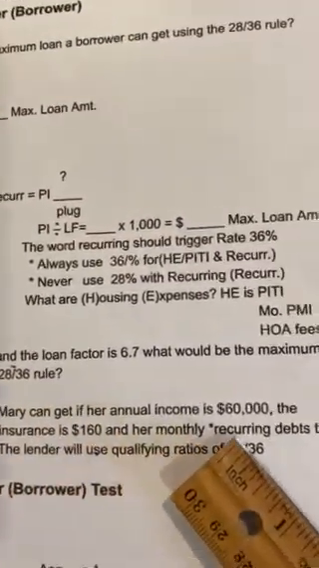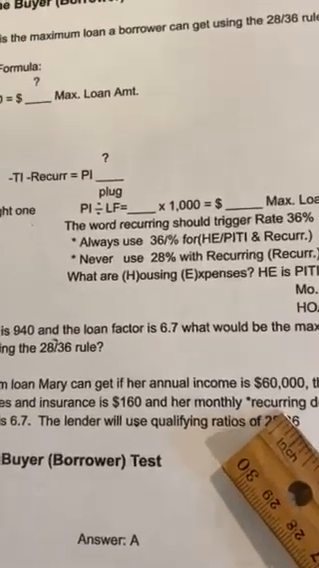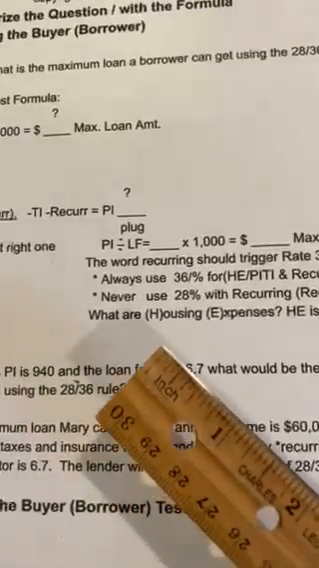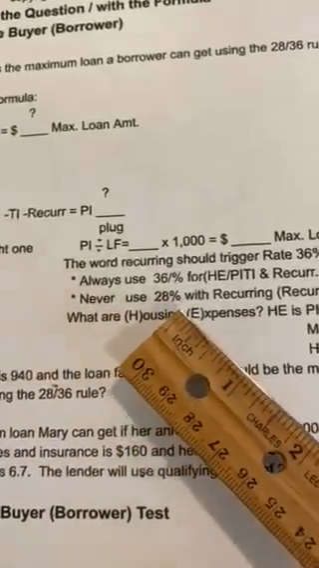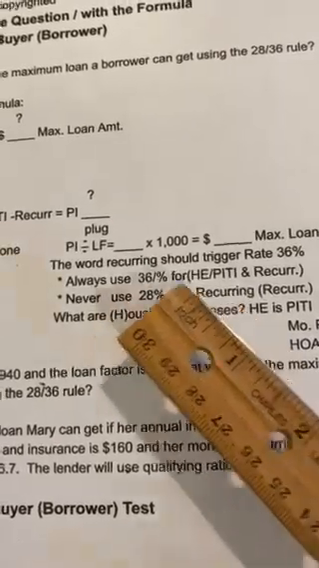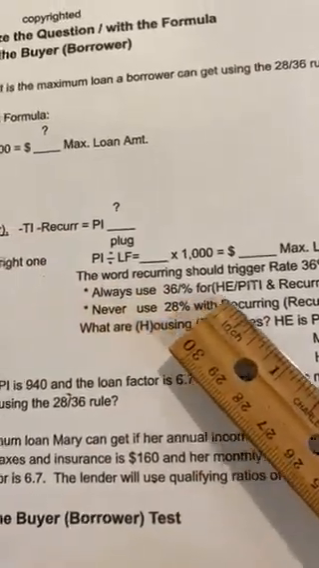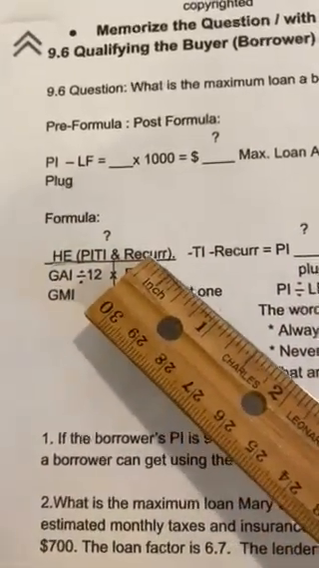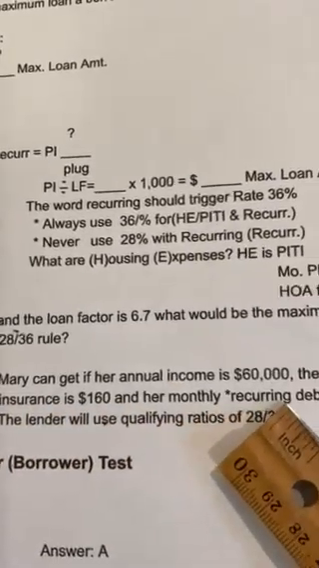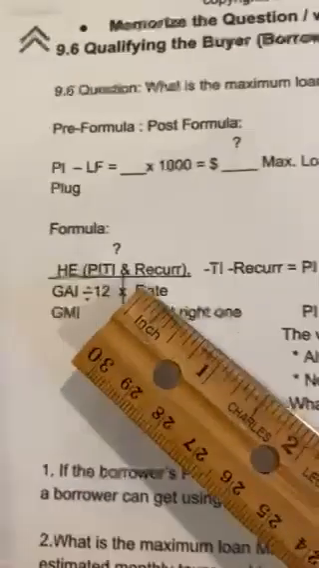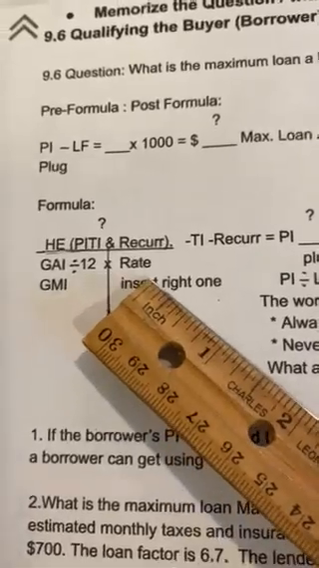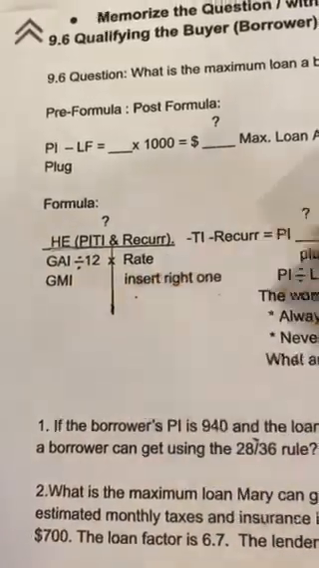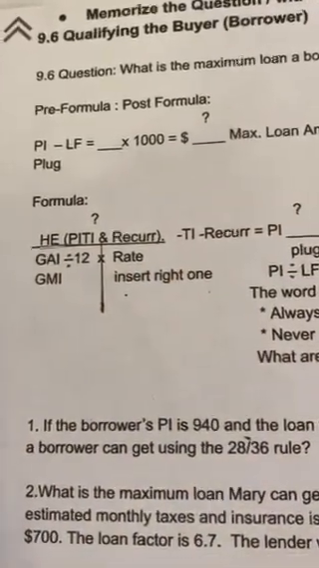If you see the word recurring in your problem, you would automatically think 36%, because 28%, you never use 28% with the word recurring. You only use the 36% with the word recurring. So you automatically know when it's got recurring in your problem, you would insert 36%. You have to know which percent to insert. It's not given for you in the problem.